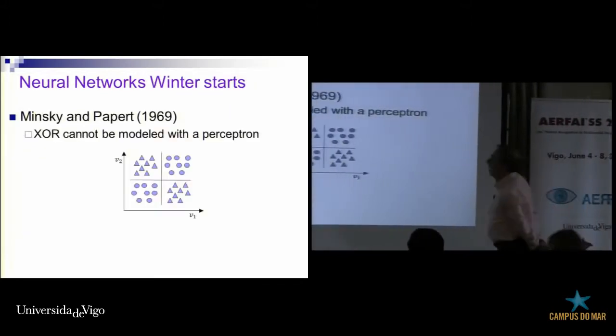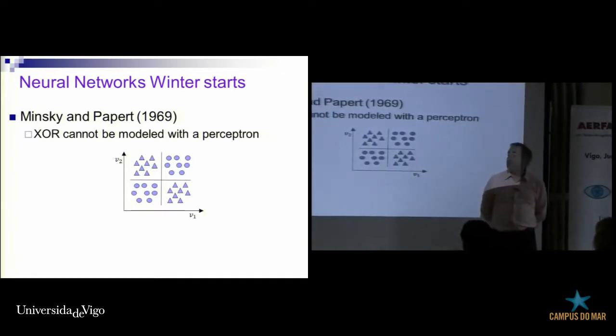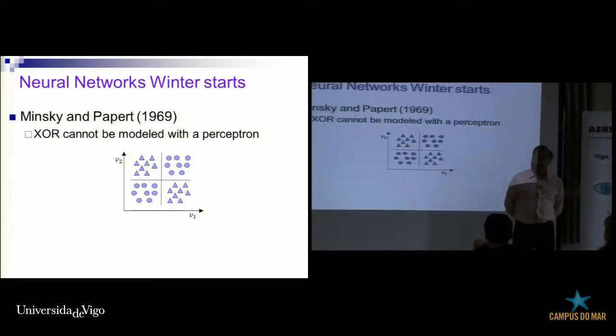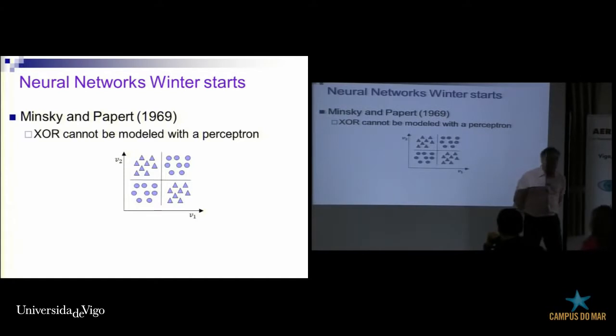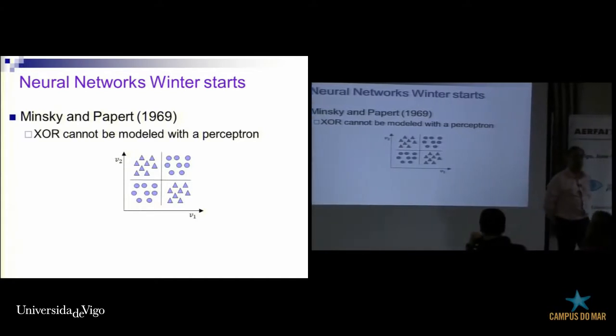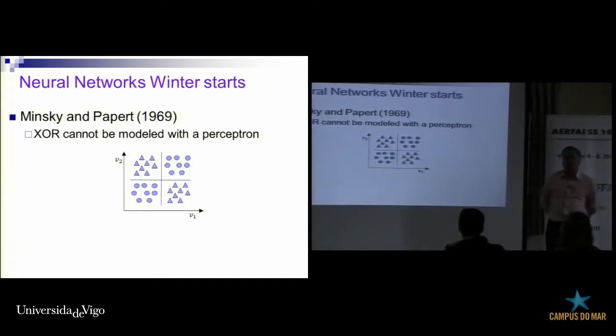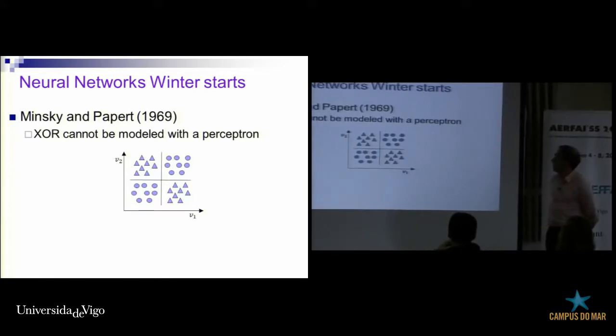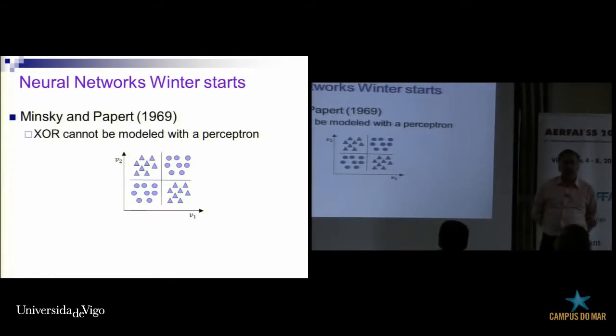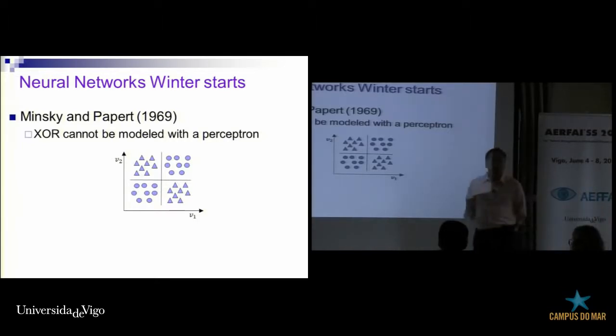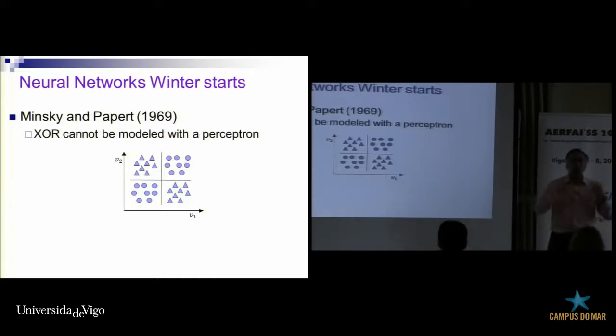until a famous paper came in 1969, authored by Minsky and Papert. Minsky was considered to be one of the 4 founders of artificial intelligence. There was a meeting at Dartmouth College in the early 60s where 4 big names in artificial intelligence, Minsky being one of them, met and decided to coin the term artificial intelligence. So Minsky was very influential.